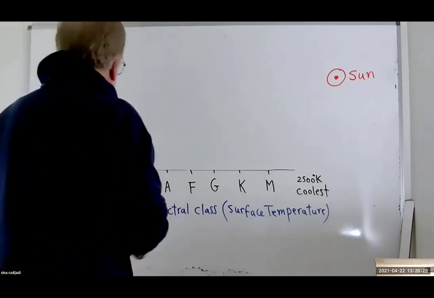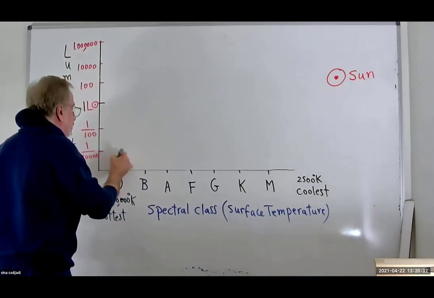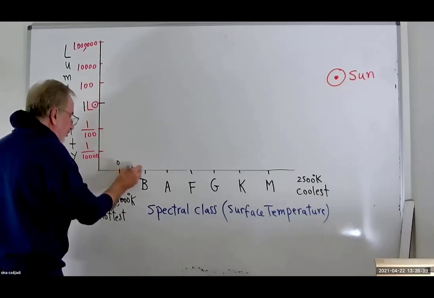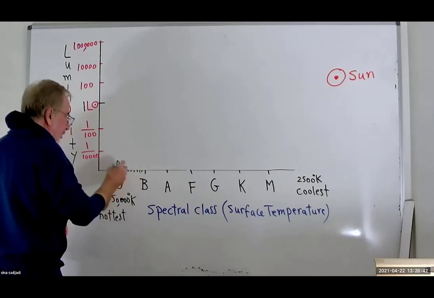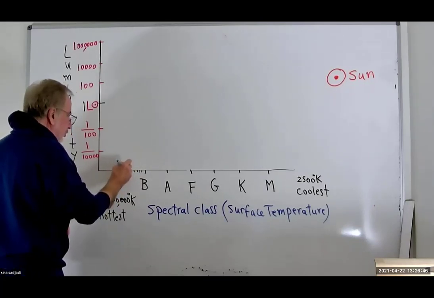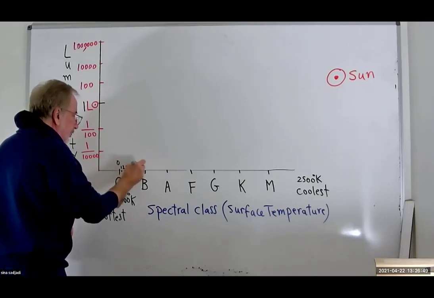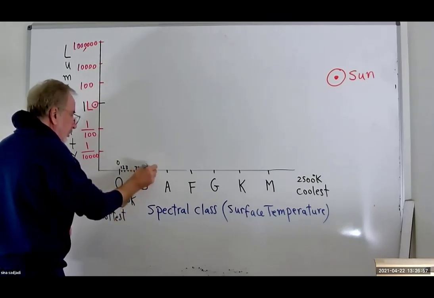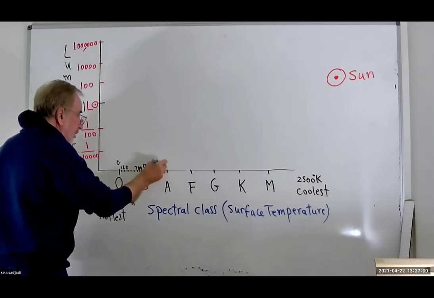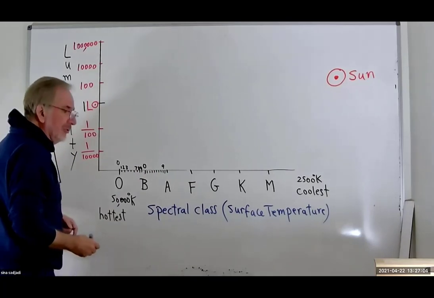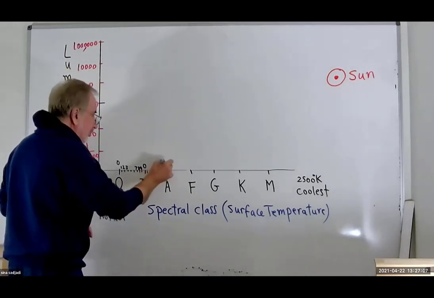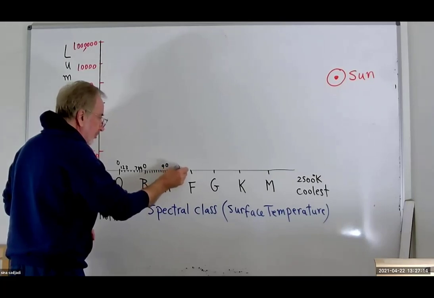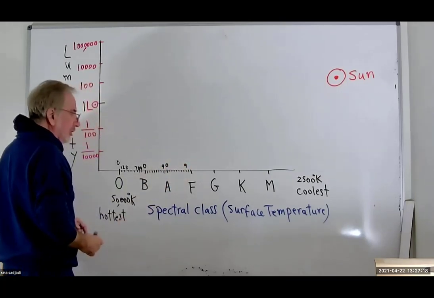Subclasses go like this. O0 is the hottest of all these stars in the entire sky. Then O1, 2, 3, 4, 5, 6, 7, 8, 9. Instead of 10, we have B0. Then B1, 2, 3, 4, 5, 6, 7, 8, 9. B9 is the coolest of all the B stars. A0 is the hottest of all the A stars. So you have 1, 2, 3, 4, 5, 6, 7, 8, 9. That's the coolest of all the A stars.